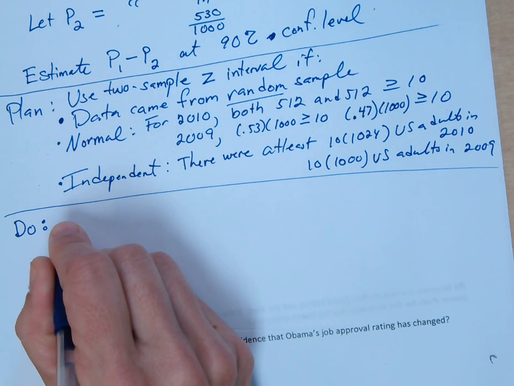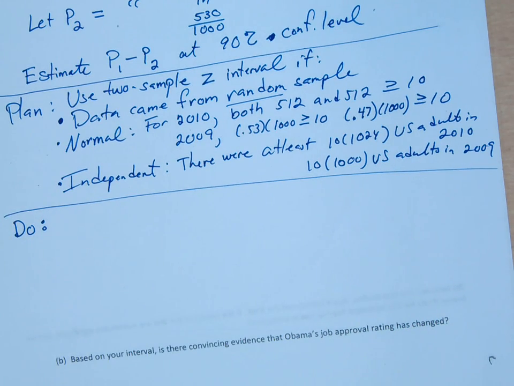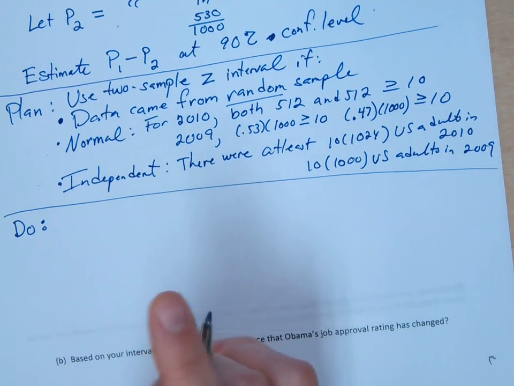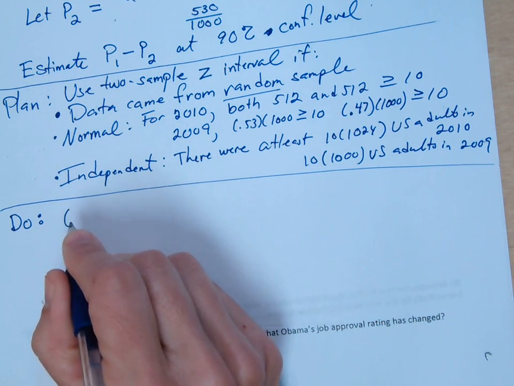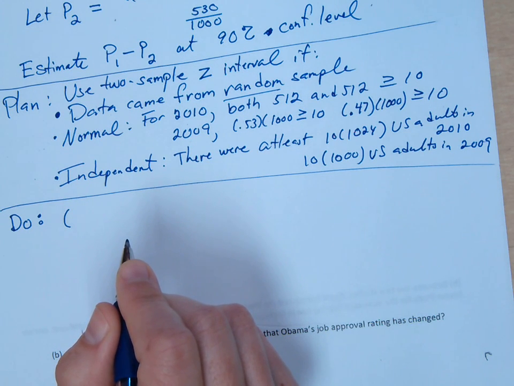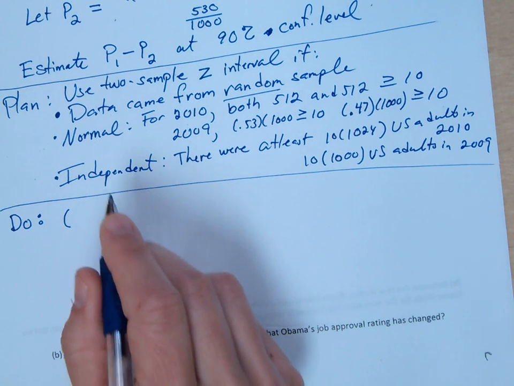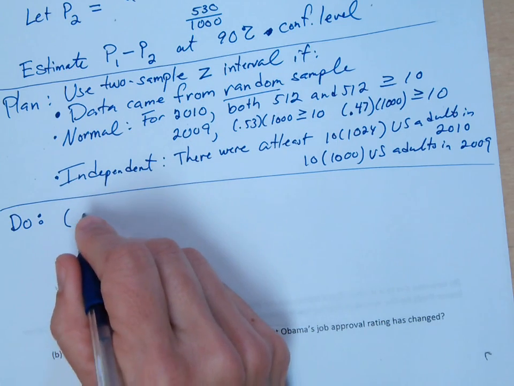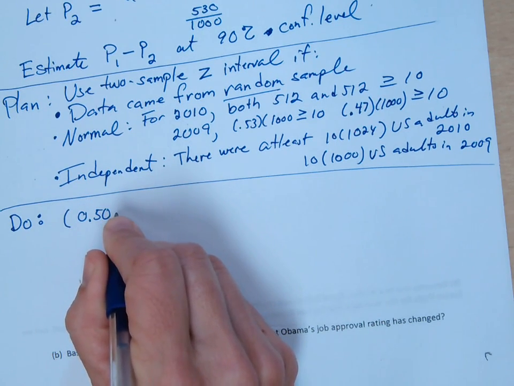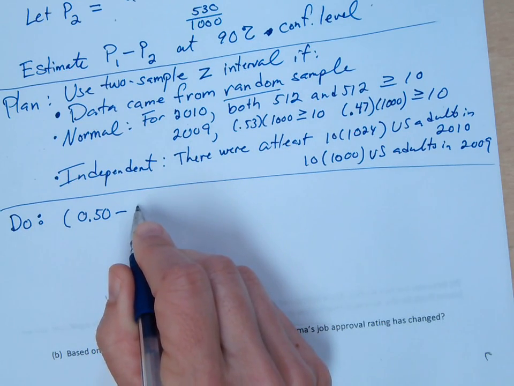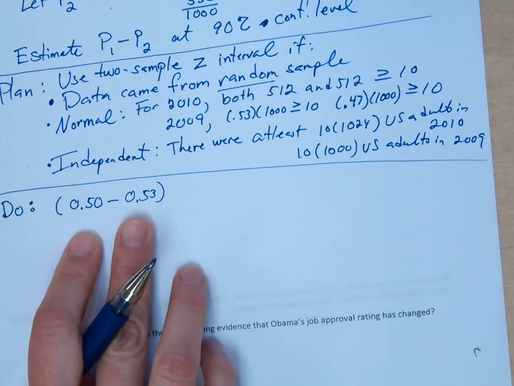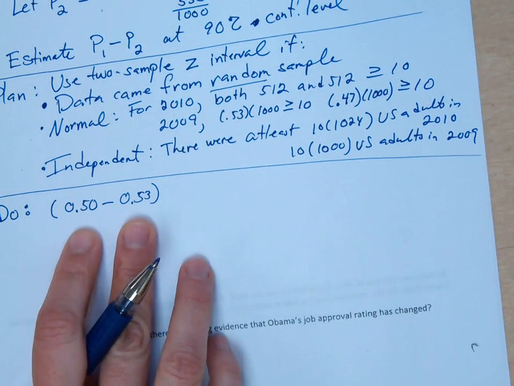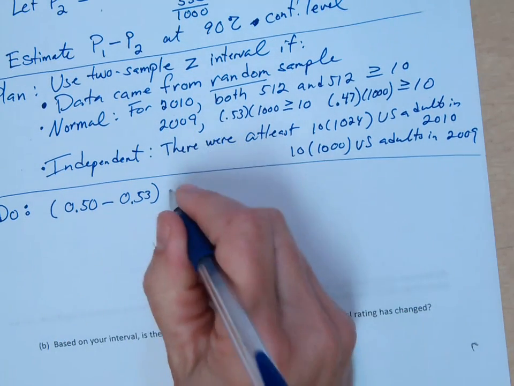Why don't we just plug in the numbers? You can refer to it in your notes. So P1 hat minus P2 hat. So what's P1 hat? The proportion for the first, 0.5, 50%. And what's the other one? Minus 0.53. So that's the difference in the statistics. That gives you negative 3%, right? That's going to be in the middle of our confidence interval. Okay. So plus or minus.